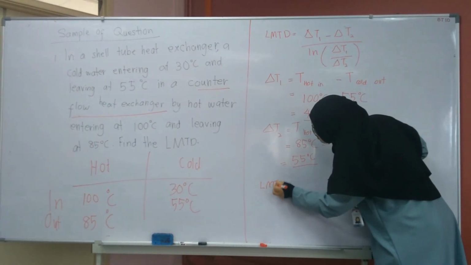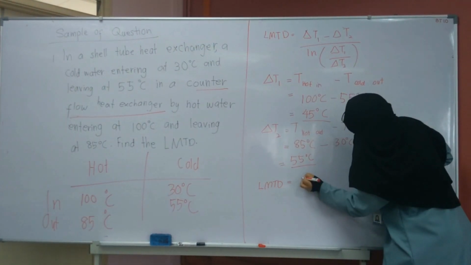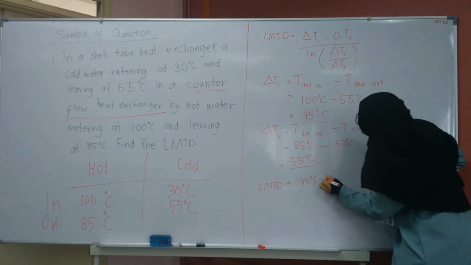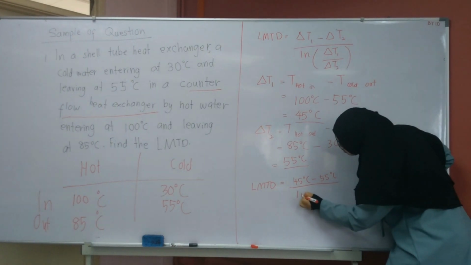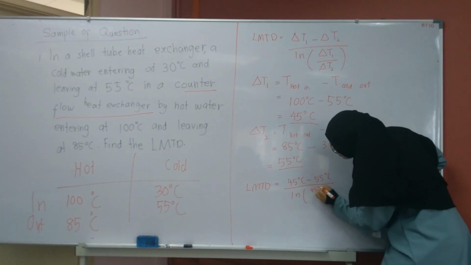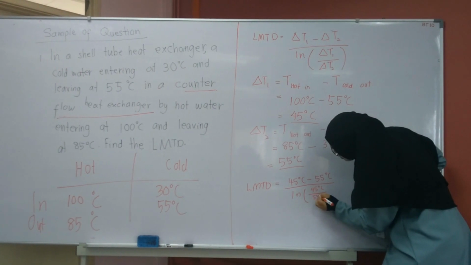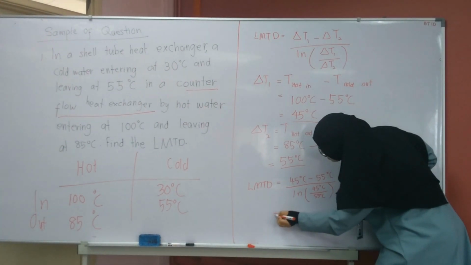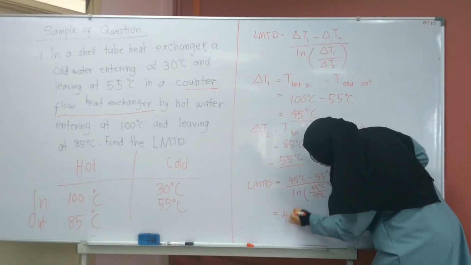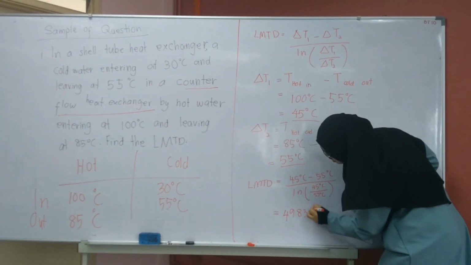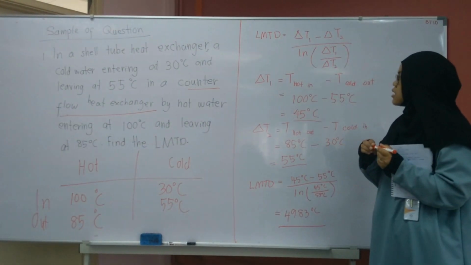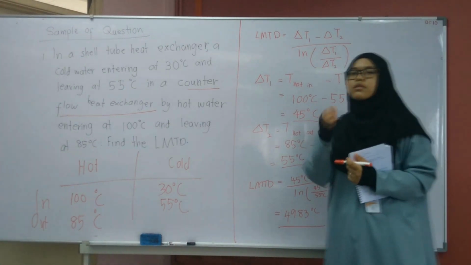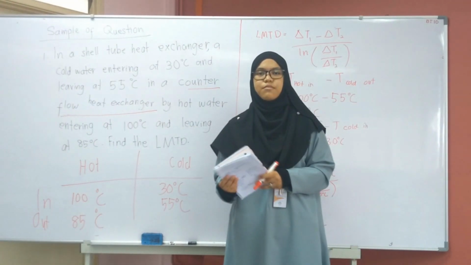And LMTD will be 45 dBc minus with 55 dBc divided by 1 times 55 dBc divided by 55 dBc. And we start the answer is 49.8 dBc. So after doing some calculation, we can get the answer for both parallel and counter flow heat exchanger. And that's all. I will introduce you about NTU method.